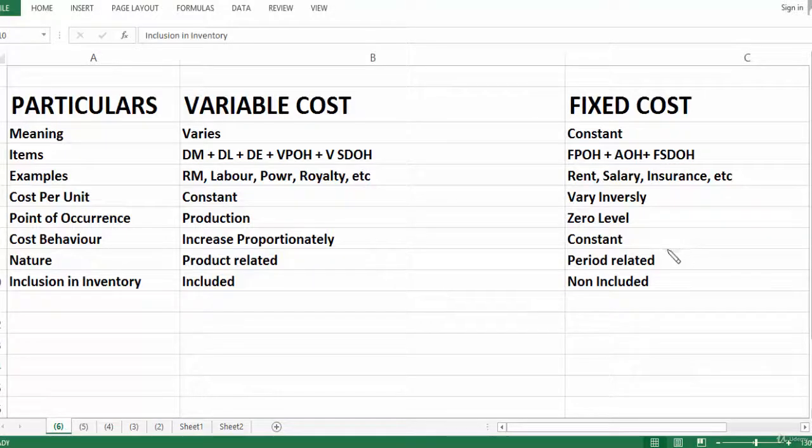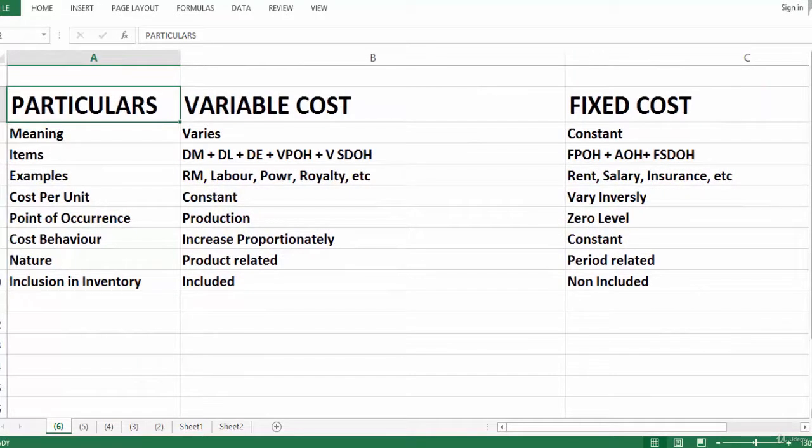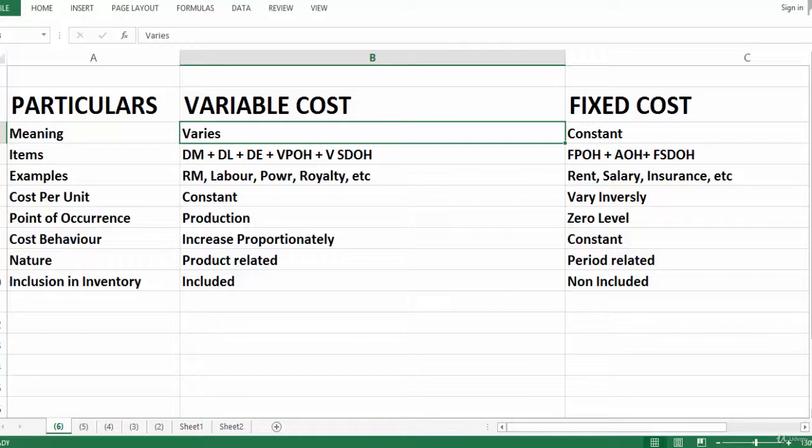In this session, let us understand the difference between the variable cost and fixed cost. Let's see one by one. What is the meaning of variable cost? Variable cost is the portion of cost which changes or varies proportionately based on the output or volume or the quantity. So it is the portion of that cost which will change or vary proportionately.